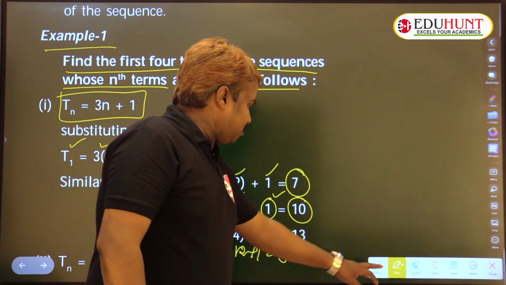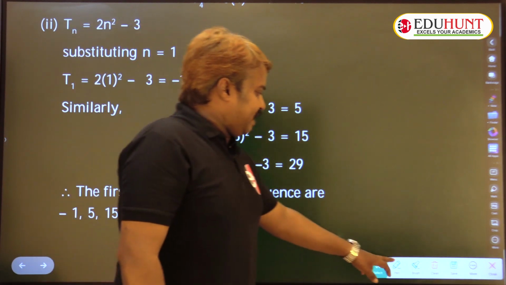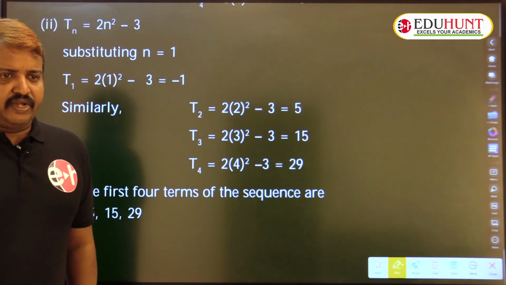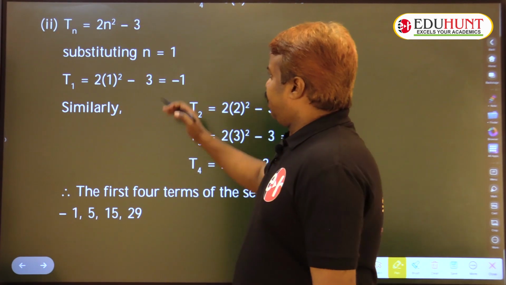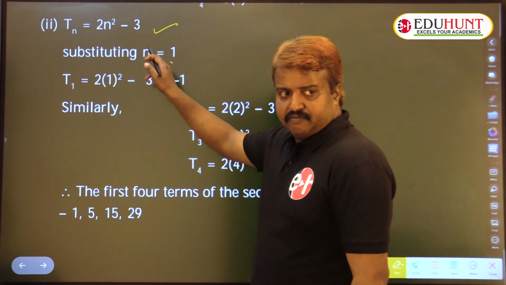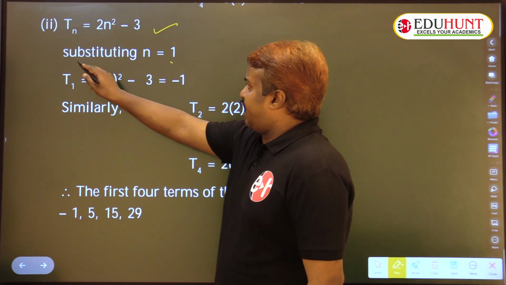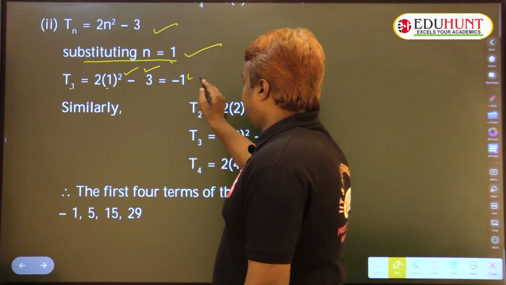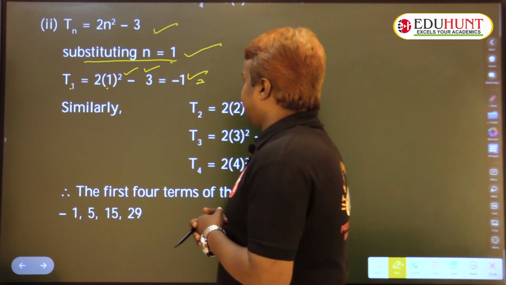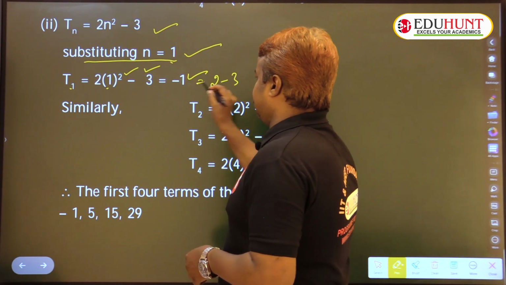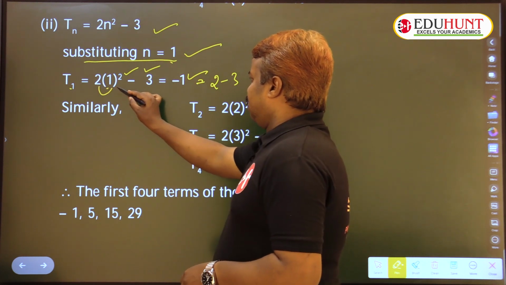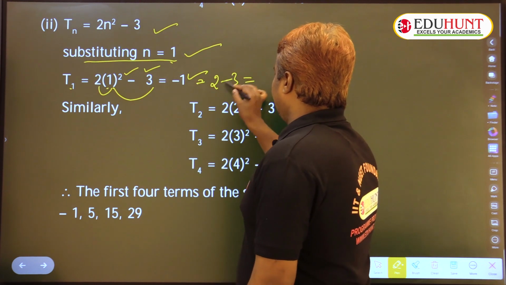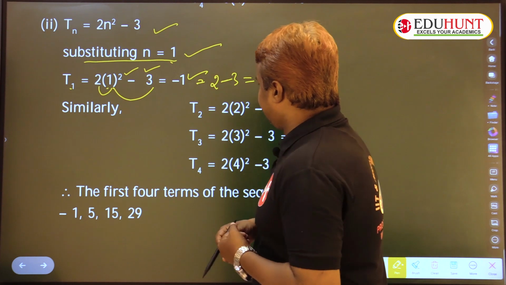Now we can go to the next term, 2n square minus 3. Next one, children. Here Tn is equal to 2n square minus 3. Okay? So substituting n is equal to 1: 2 into 1 square minus 3. 2 into 1 square, 1 square is 1, 2 into 1 is 2. 2 minus 3, you get the negative value, automatically it is minus 1.